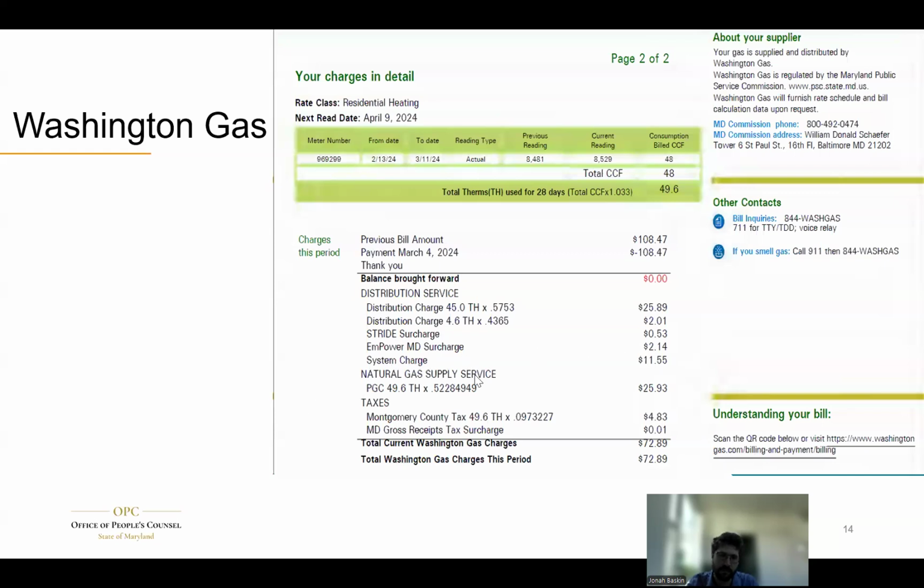We go to our supplies. This is what you actually used. We have a purchase gas cost. That's all that is. It's kind of like how SMECO had SOS, standard offer service. This is purchase gas cost. And this is the amount of therms you use times the actual cost of the supply. And then we have taxes. There's something specific for Montgomery County. And then the Maryland gross receipts tax surcharge is just sales tax. Then we just bring it down to the current gas charges and then the current gas charges for the period. So that would include any outstanding balance.